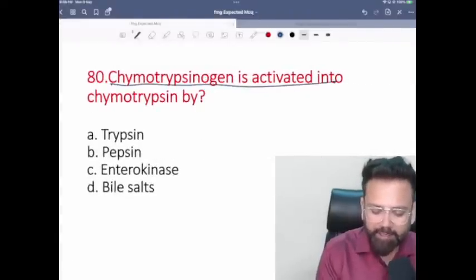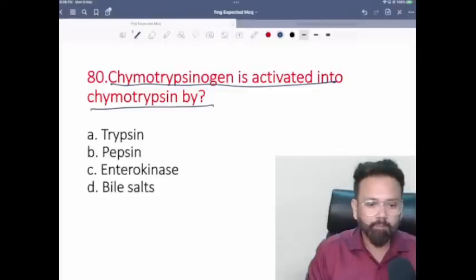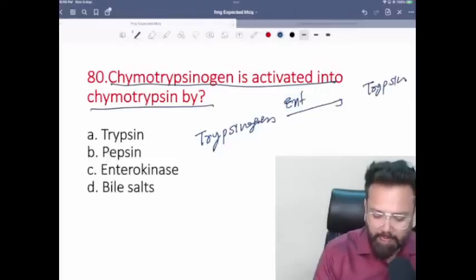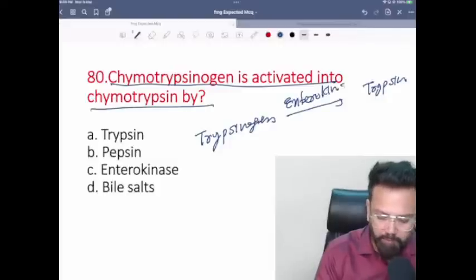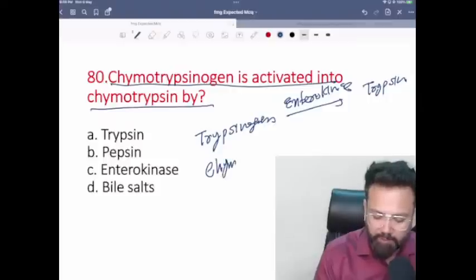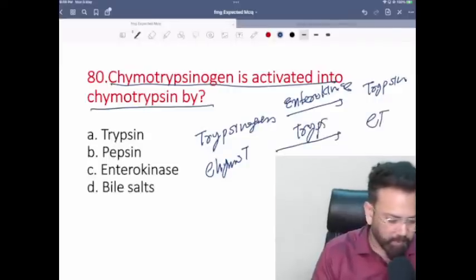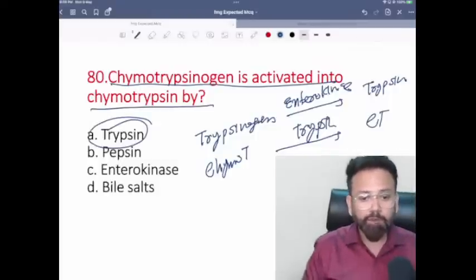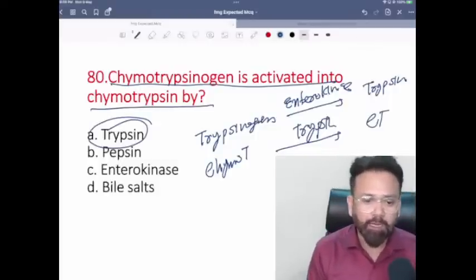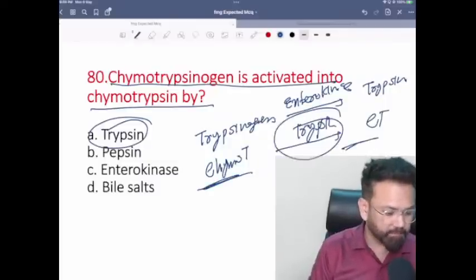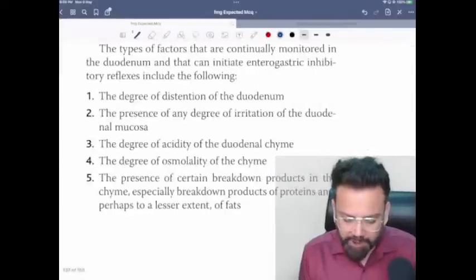Chymotrypsinogen is activated into chymotrypsin by. See, trypsinogen is converted into trypsin by enterokinase. But chymotrypsinogen is converted into chymotrypsin by trypsin. So answer is trypsin. Remember, trypsinogen is converted into trypsin by enterokinase, but chymotrypsinogen is converted into chymotrypsin by trypsin. Okay. I think we are about to finish.